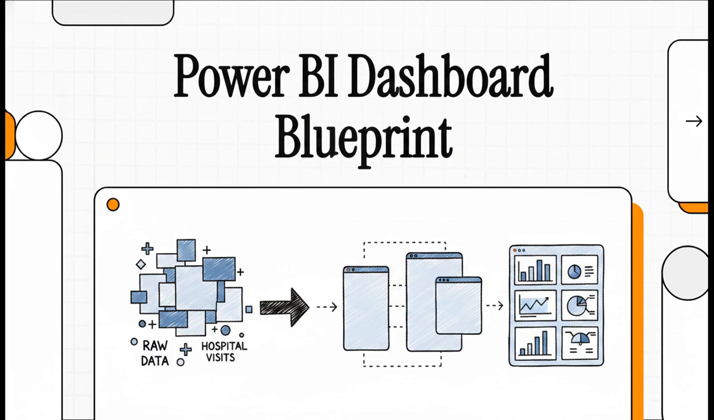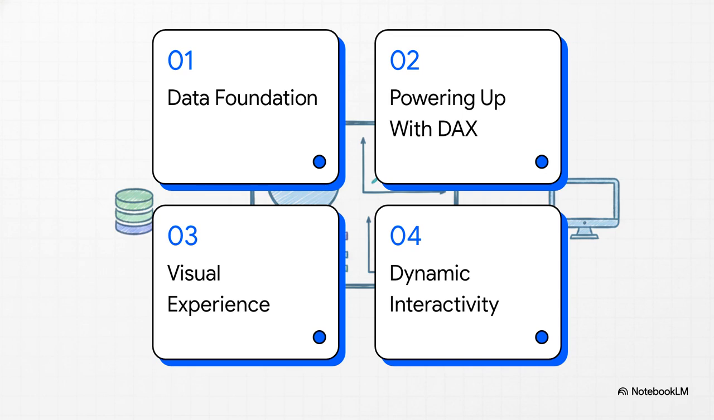In this explainer, we're going to unpack the exact architecture of a high-end dashboard step by step. Just like building a custom dream home, we're going to construct this in 4 essential phases: laying the data foundation, powering up with DAX, designing the visual experience, and finally adding dynamic interactivity. All right, let's get our hard hats on.